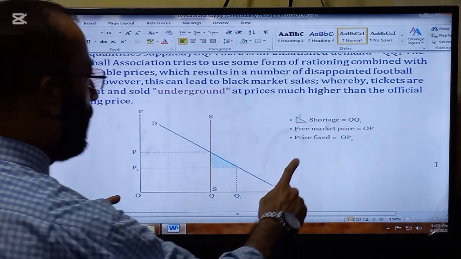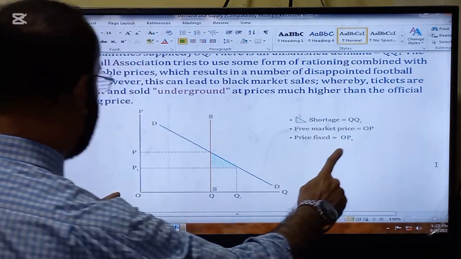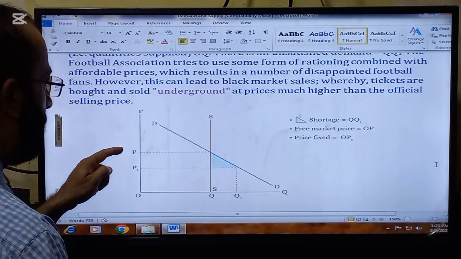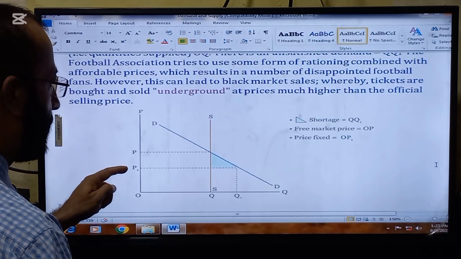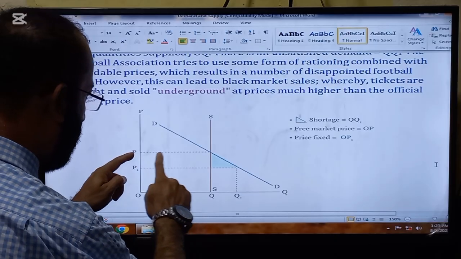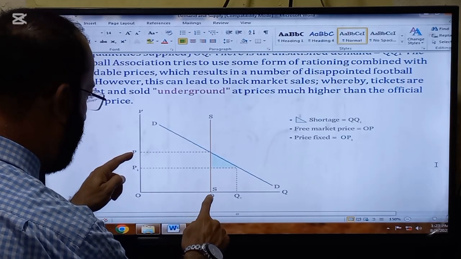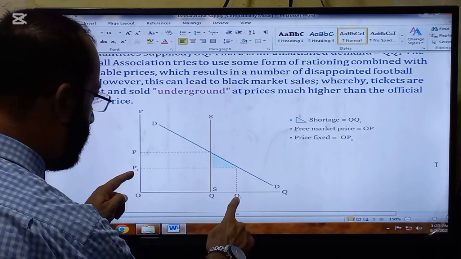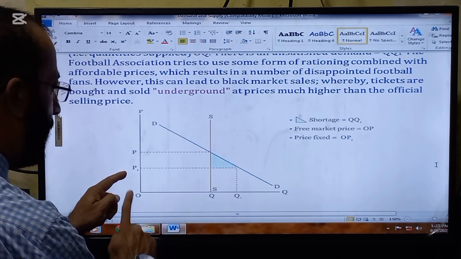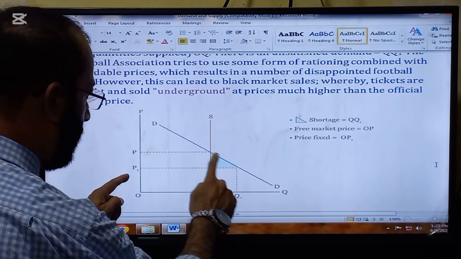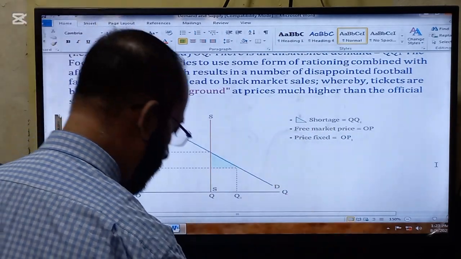So look now, free market price is P. This is the free market price, but the Football Association has set the price at P1. So this is the quantity demanded at the free market price, and this is the quantity demanded at the lower price that is fixed by the Football Association. So this is the portion that is blue, that is the shortage.